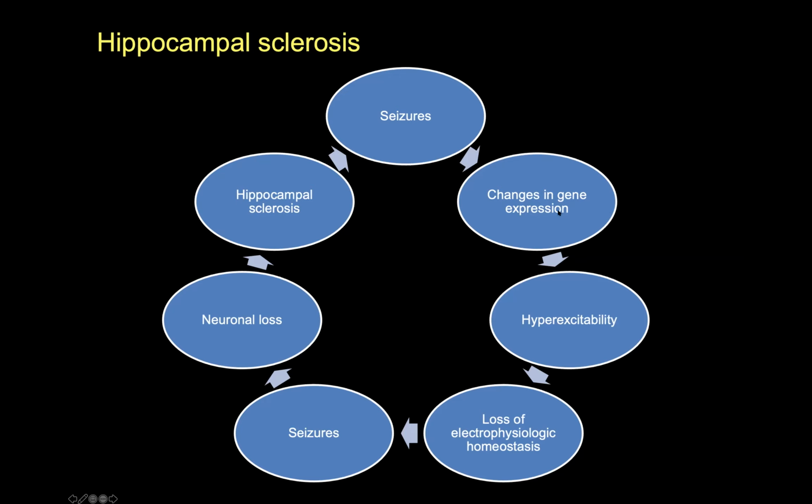Seizures can result in changes in gene expression, which themselves can result in hyperexcitability and a loss of electrophysiologic homeostasis, which of course can then produce seizures. With ongoing seizures, obviously, if they're not controlled with medications over time, due to accumulations of calcium intracellularly and loss of homeostasis, you can end up damaging the neurons in an irreversible way. And once you've done that, that can lead to what we think of as hippocampal sclerosis and so forth. So this ends up becoming a little bit of a continuous loop of damage and of clinical seizures, or at least seizures that you can detect by EEG.